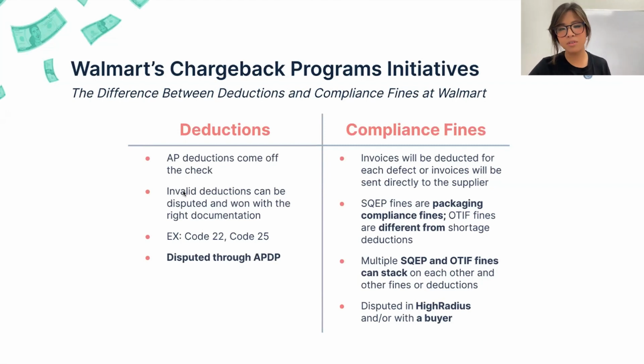Walmart says, oh, I only received 75 out of the 100 cases I ordered. But if you have proof that, hey, we really did ship the 100, either a proof of delivery or a bill of lading, you can dispute that and actually win that back. And so for AP deductions in particular, you're going to dispute it in a program called APDP, which is Walmart's accounts payable dispute portal.